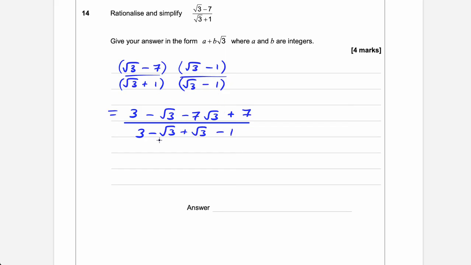Now you'll notice, and you may have seen it before you did it, these cancel. So I'm left with 3 plus 7 is 10, minus root 3 minus 7 root 3 is minus 8 root 3, divided by 2. 3 minus 1 is 2. And this gives us 5 minus 4 root 3, because 10 divided by 2 is 5, and 8 divided by 2 is 4. Okay, that is question 14.